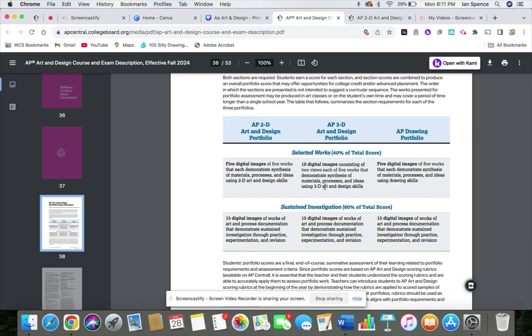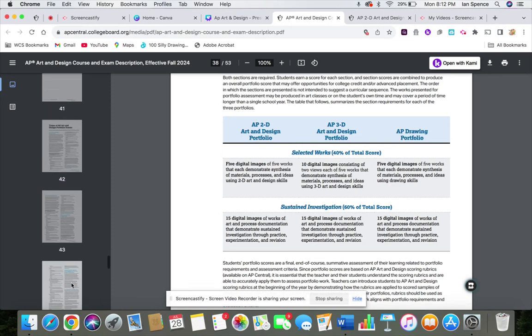And the main difference is 3D is a little bit different as far as turning it in. For 3D, they have to turn in 10 digital images instead of 5 for the selected works. And that doesn't mean 10 works of art, that just means 10 images, because they are showing 2 views of each of the 5 works. So it's just showing right here the differences in the turning in process. They're still scored the same, still using the same rubrics as well. So the 2D design portfolio rubric is no different than the drawing portfolio rubric.